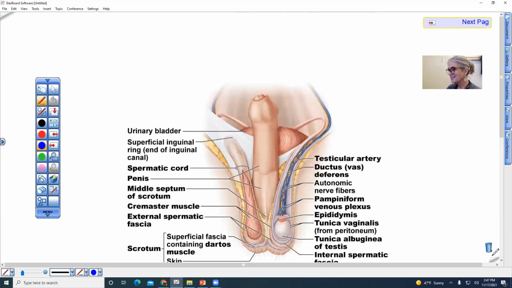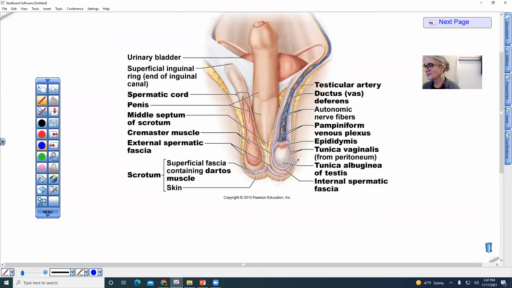We can also look at the two different types of muscle. Here's a diagram. This shows the cremaster muscle right here. It is skeletal muscle. And then we have the dartos muscle, which is in your superficial fascia, which allows for a wrinkling of the scrotal skin. This also has that pampiniform plexus, as well as the testicular artery labeled.